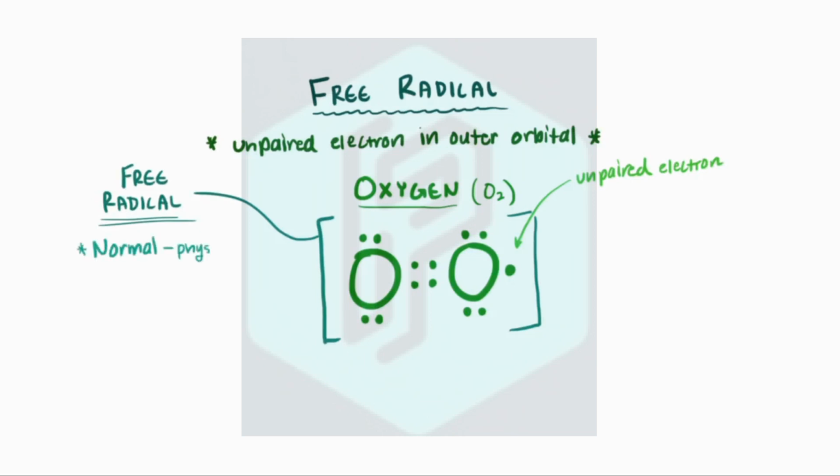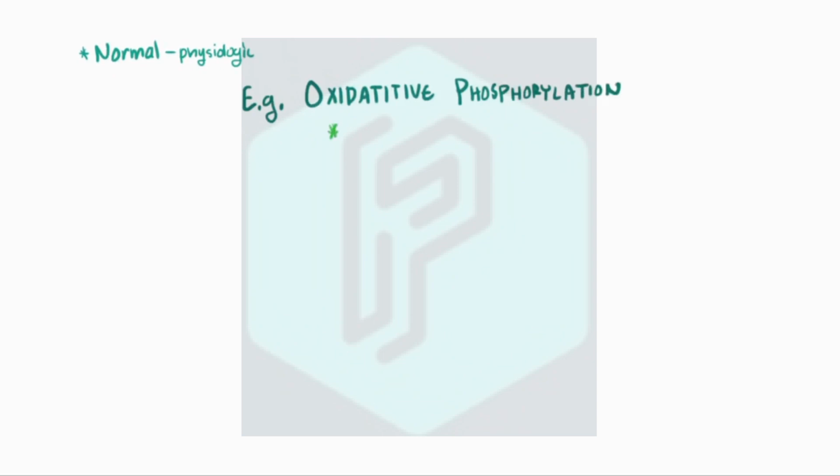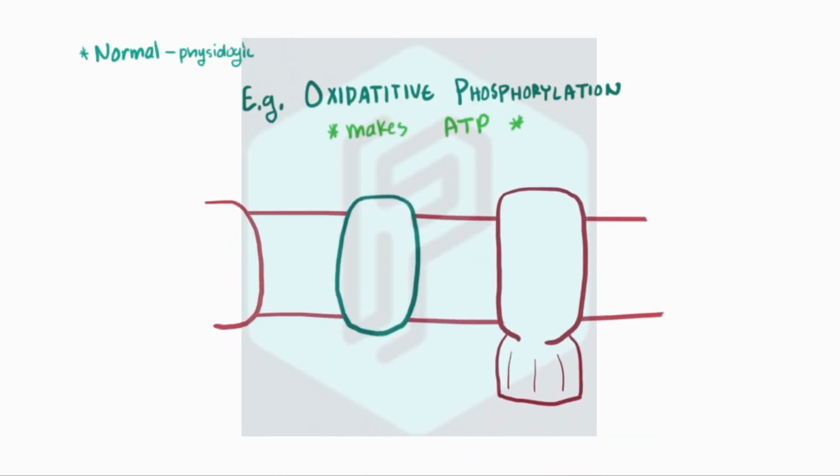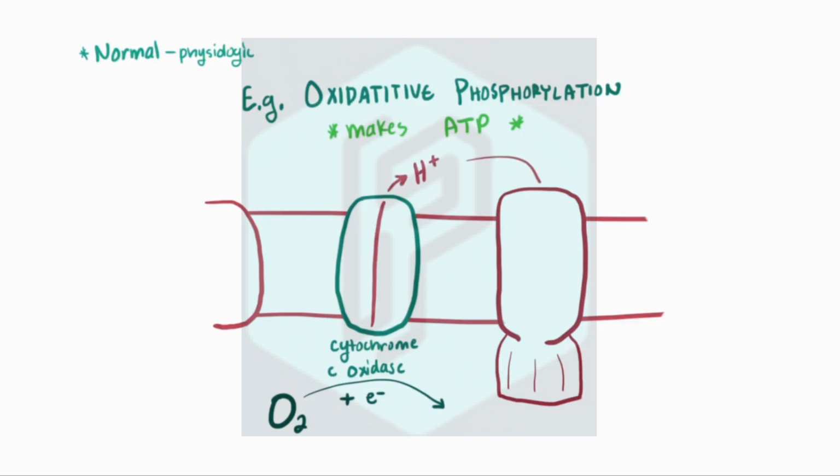Now, free radicals are generated both normally in physiologic conditions and abnormally in pathological conditions. Physiologically, so we're talking about normal conditions, it can happen during oxidative phosphorylation, which we know is a super important process in our cells to help make ATP. During this process, you've got a molecule called cytochrome C oxidase, or sometimes just known as complex 4. This molecule transfers electrons to oxygen, and oxygen gladly accepts those electrons. And this in turn causes the mitochondrial matrix to pump protons out, which creates our proton gradient and drives the production of ATP.